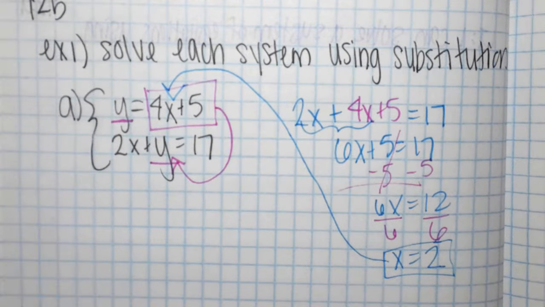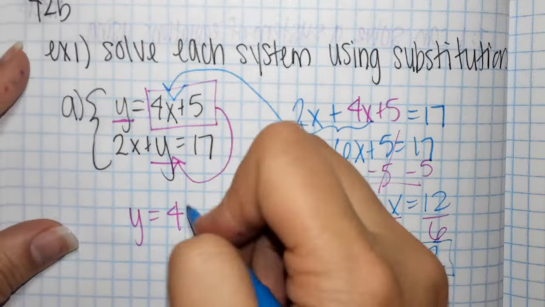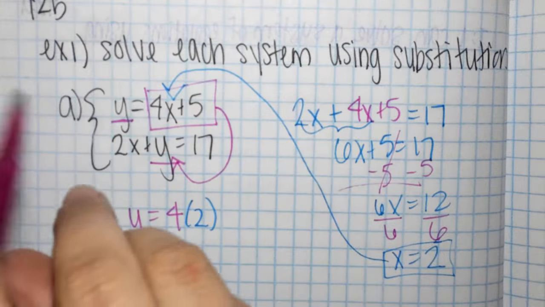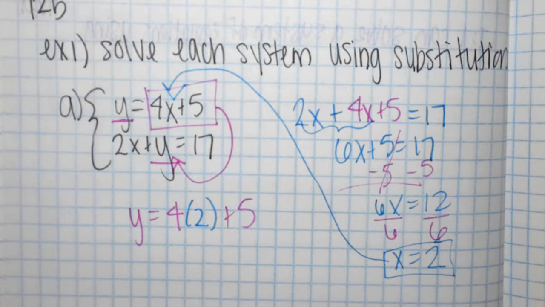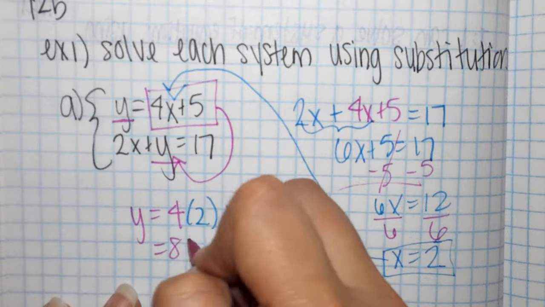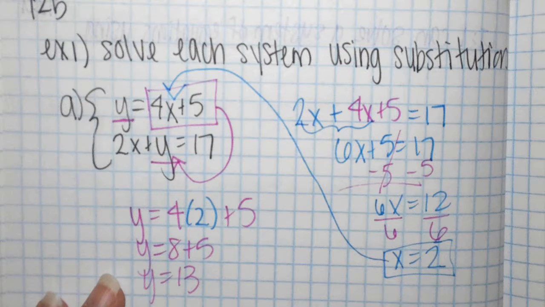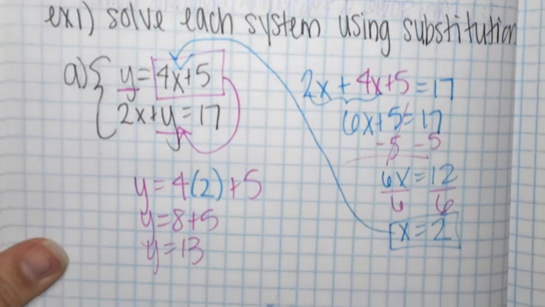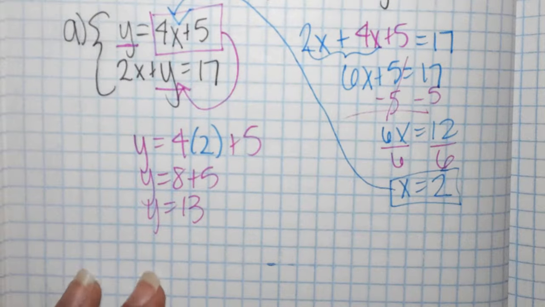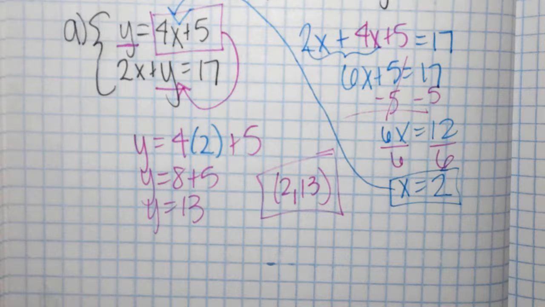All right, so then that says that y equals 4 times 2 plus 5. What's 4 times 2? 8. And what's 8 plus 5? Now, we have to write it as an ordered pair. What's our first part of our ordered pair? 2, 13, because x comes first, then y, and that order does matter.